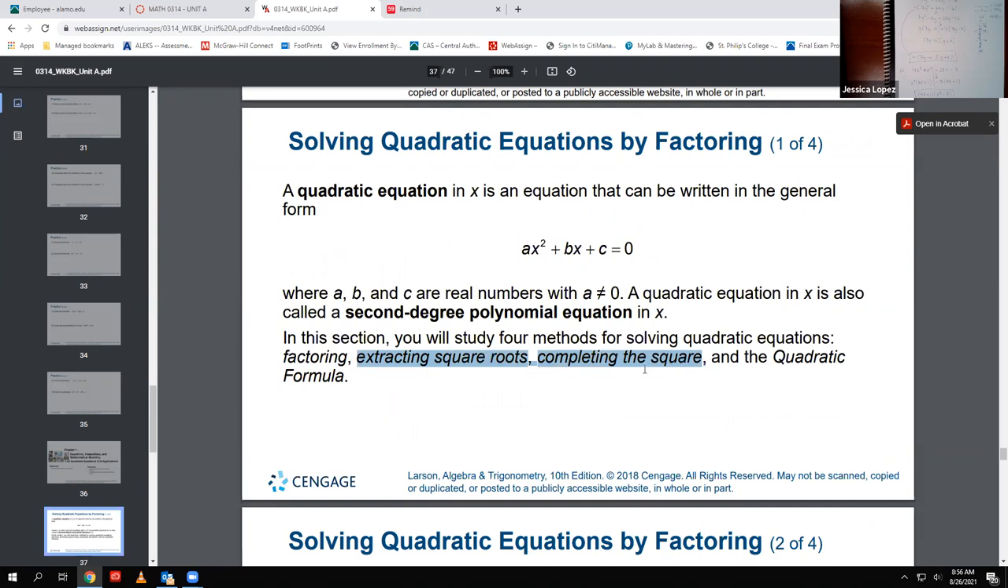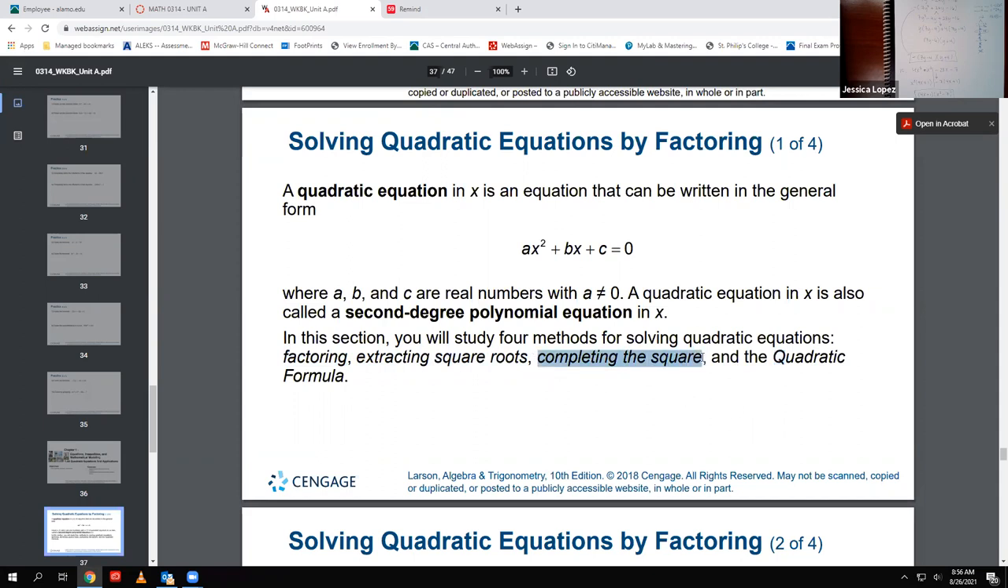But it says completing the square is its own other thing, but it's not. You have to actually complete the square so that you can extract roots. And that we will talk about sometime next week, okay? But really there's only three methods, and that's factoring, extracting roots, and then doing the quadratic formula. So those are the three methods that we use to solve quadratic equations.